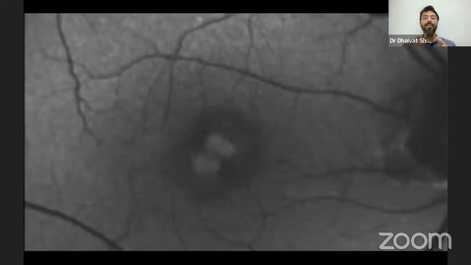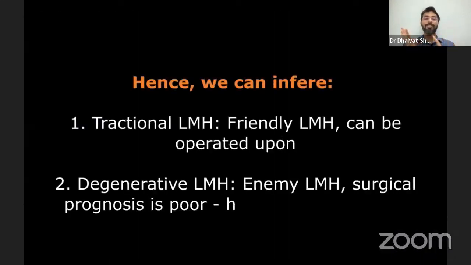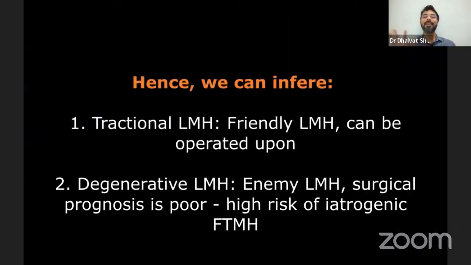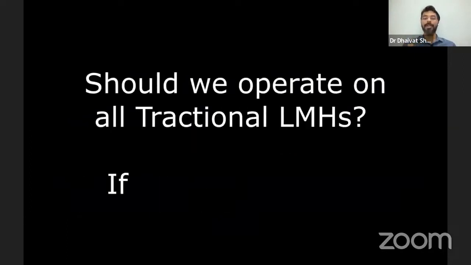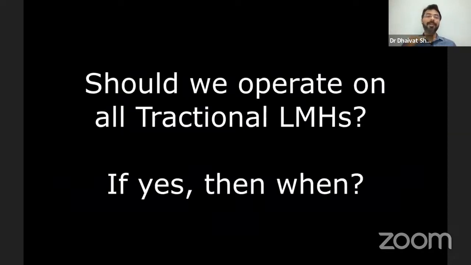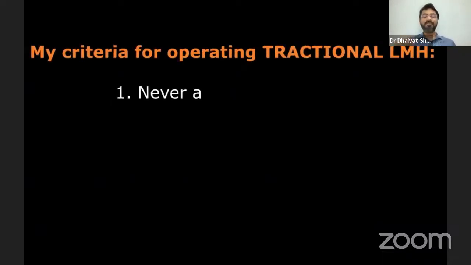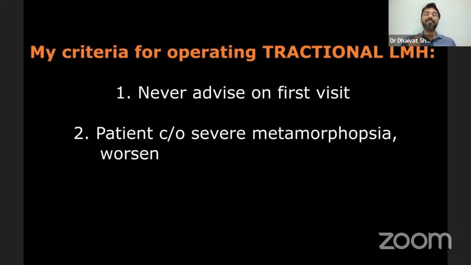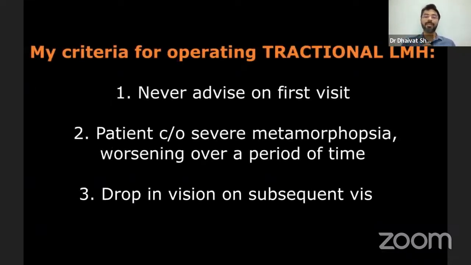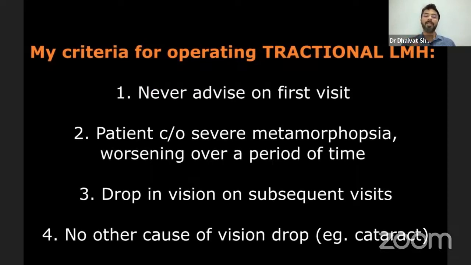So now we know that there are two kinds of hole. One is tractional and one is degenerative. And degenerative are not to be operated. So now we come, do we operate all tractional lamellar holes or do we observe them? What is the strategy which I use in my OPD? I have certain criteria when it comes to lamellar macular holes. The foremost criteria is I never tend to advise surgery on the first visit. I would rather want to see the patient again and again for the next 3 to 6 months.